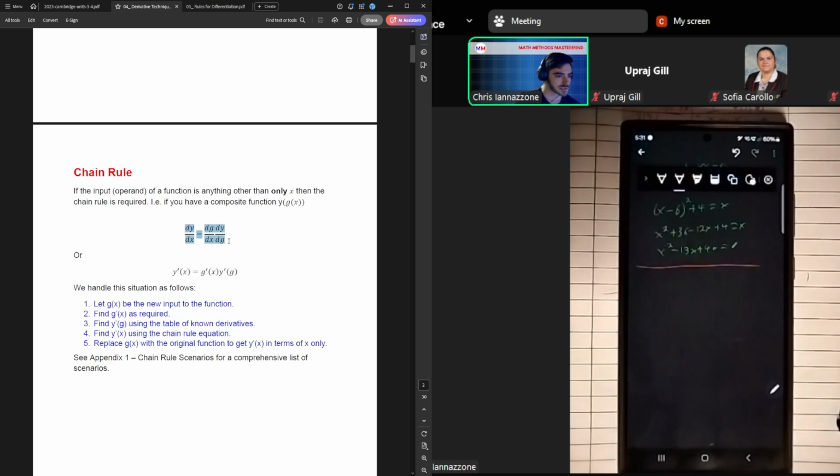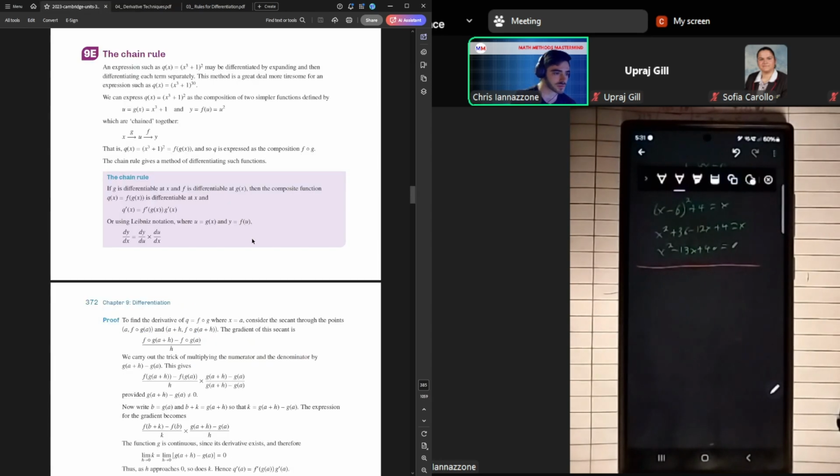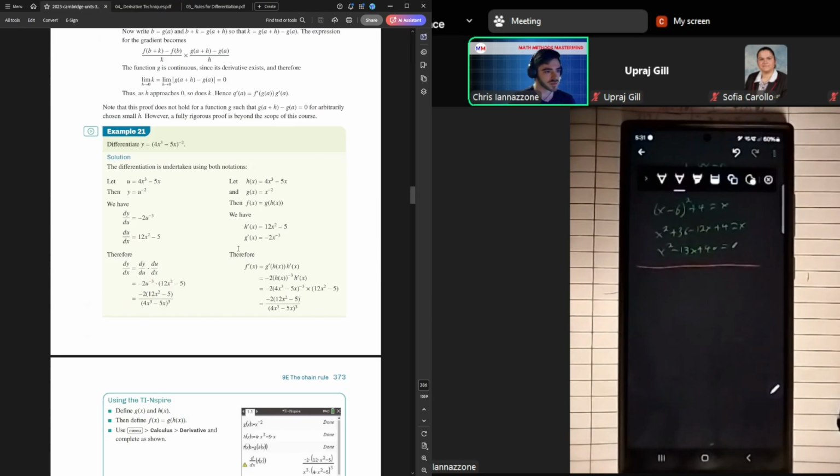The chain rule is a product of two derivatives. Essentially, what you have to do is define an inner function and an outer function. The easiest comparison I can give is a composite function. When you have a function within another function, that is a composite function, and this is where you would use the chain rule to solve that type of equation.